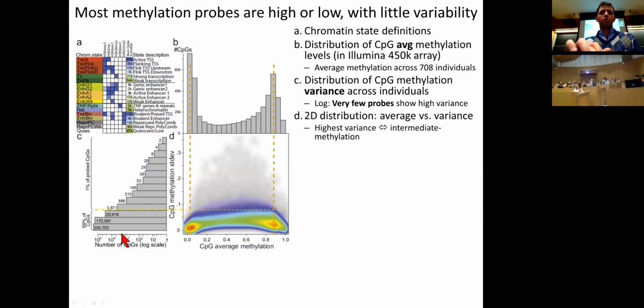And then you can ask, how variable are you? That's the CpG methylation standard deviation. And what you can see is that the more variable you are, the more you're sitting in the middle. Basically, if you're all the way to one end or the other end, you're typically less variable. And if you're intermediately methylated, then you tend to be more variable.